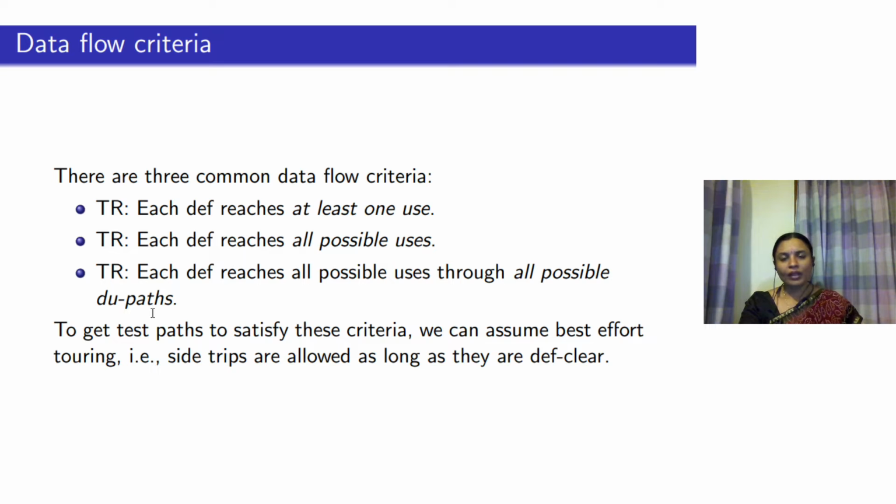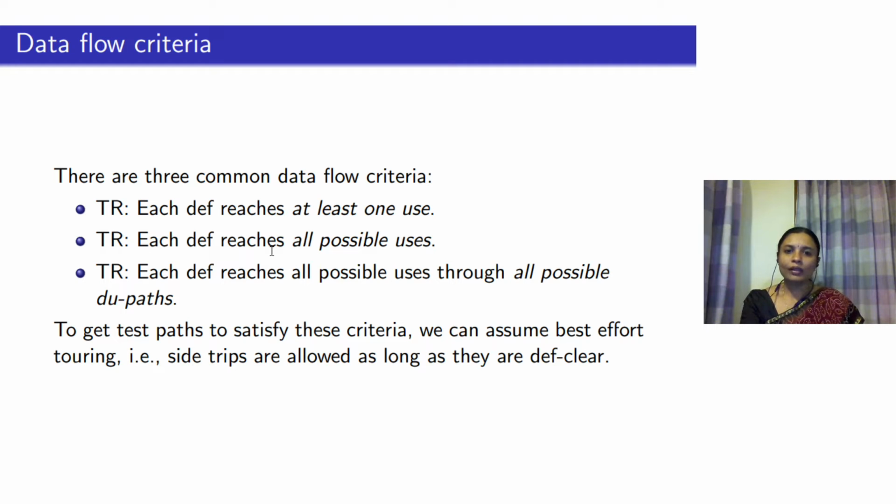They're very simple. Data flow is all about, for a variable, what its definition is, what its use is, and the flow of the value of the variable from the definition to the use. The data flow criteria also talk about the same thing. The three common data flow criteria are: first one, test requirement: each definition reaches at least one use. It doesn't go waste. Every variable that is defined is used somewhere at least. So write a test case that ensures that every definition reaches at least one use of that variable. So that is the simplest data flow test requirement.